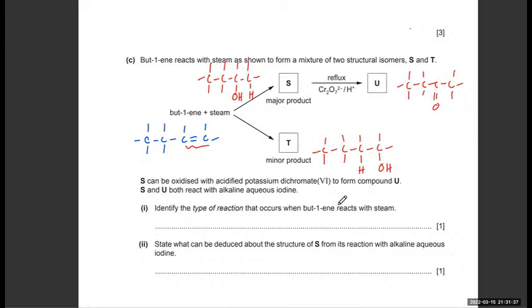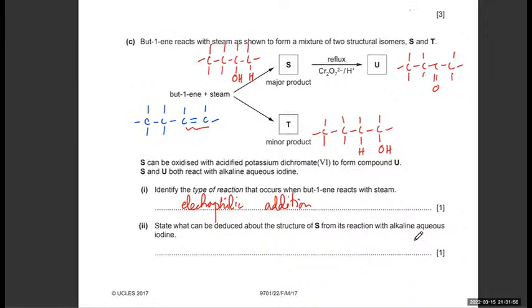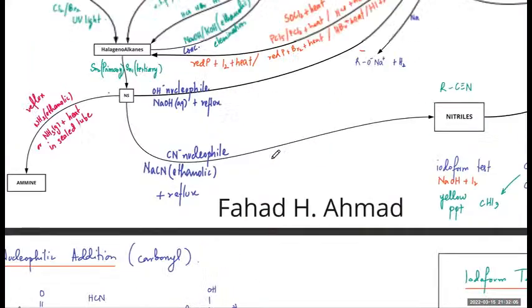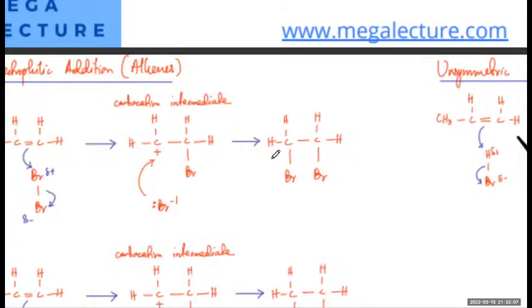Identify the type of reaction that occurs when it reacts with steam. That's alkenes always undergo electrophilic addition. Sir, is there a difference between electrophilic addition and electrophilic substitution, or is it exactly the same term? Electrophilic substitution is not there at all, that is in A2. Whatever reaction alkenes had, that was electrophilic addition.